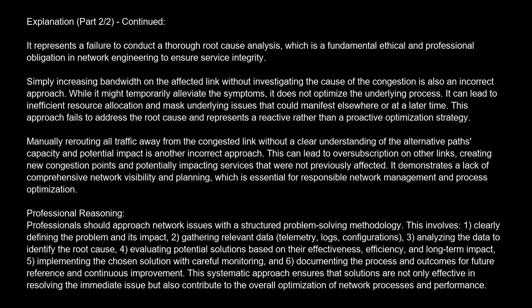Manually rerouting all traffic away from the congested link without a clear understanding of the alternative path's capacity and potential impact is another incorrect approach. This can lead to oversubscription on other links, creating new congestion points and potentially impacting services that were not previously affected. It demonstrates a lack of comprehensive network visibility and planning, which is essential for responsible network management and process optimization.